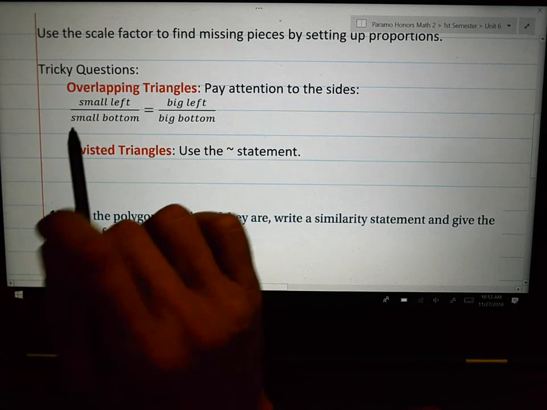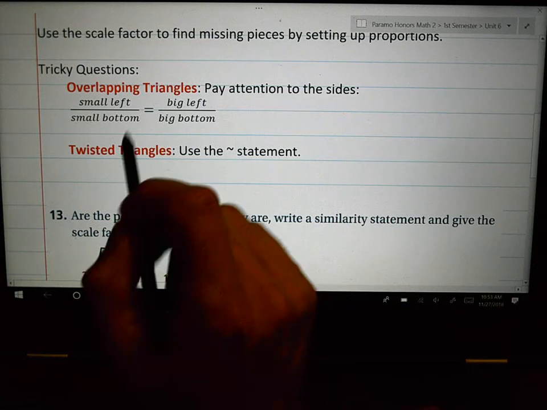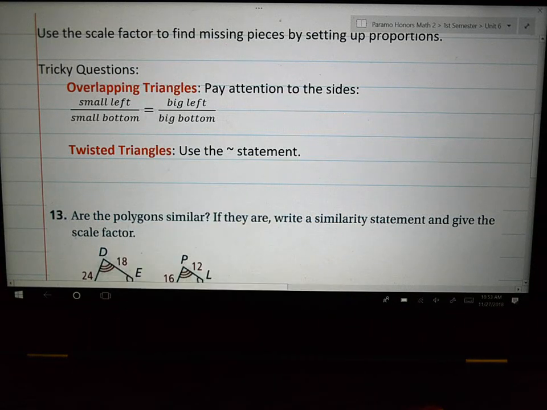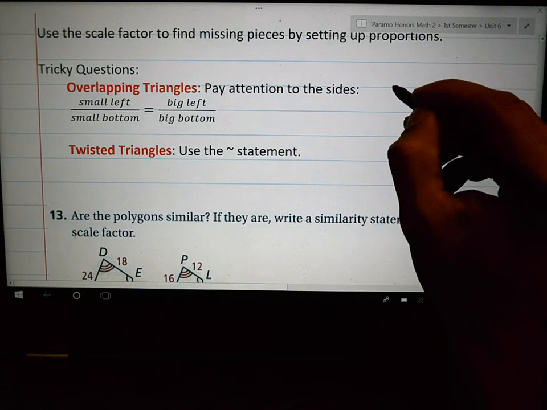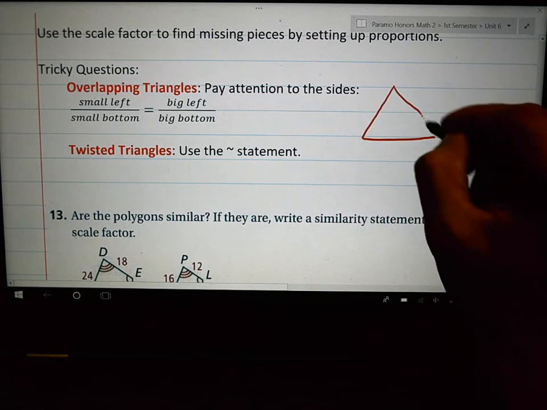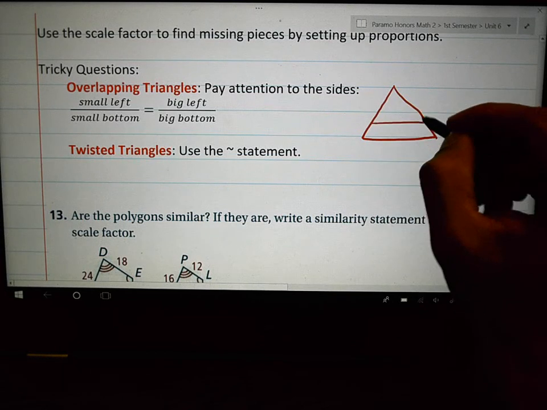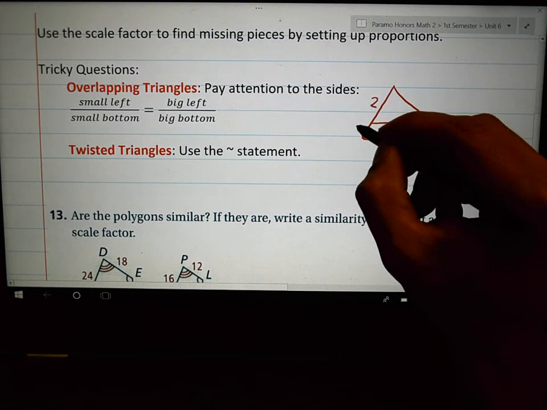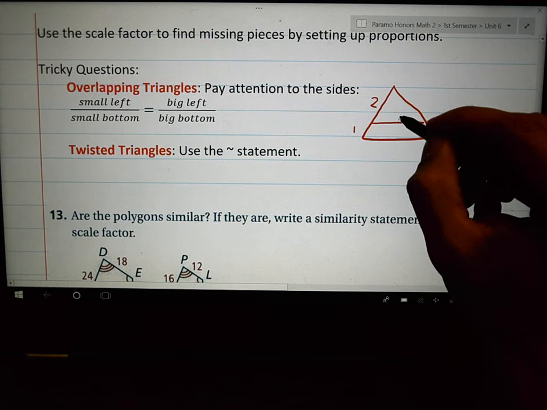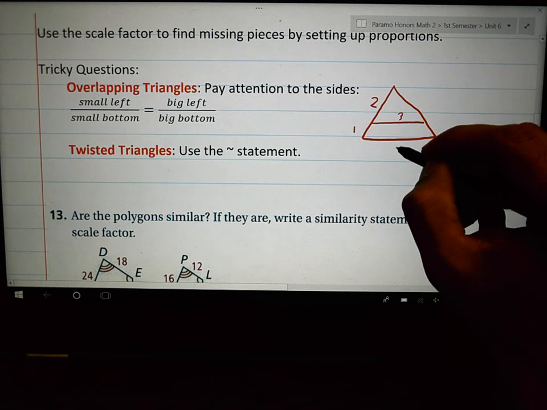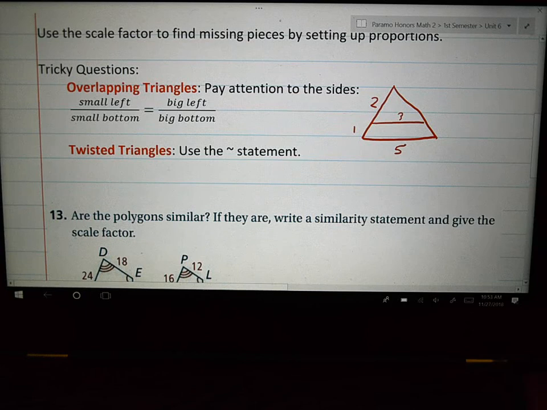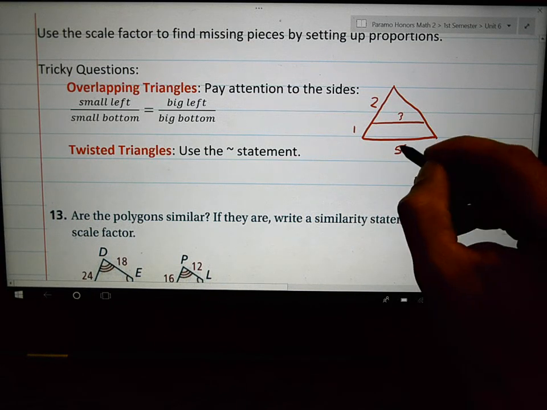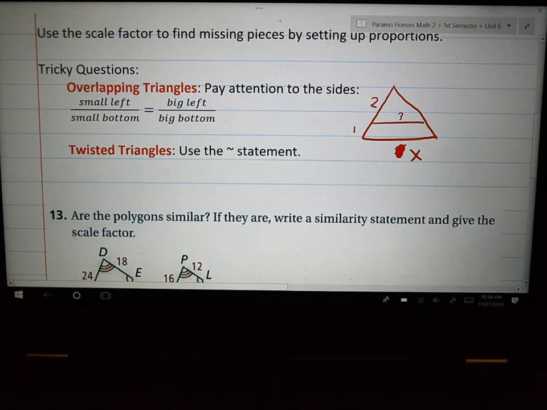The reason I wanted to highlight 2 other things before we got into examples were the overlapping triangles and the twisted triangles. Here's what I want to show you. Let me give you a quick example for overlapping triangles. If you had something, let's say like this, 2 and 1 and 3 and 5, 6, X.